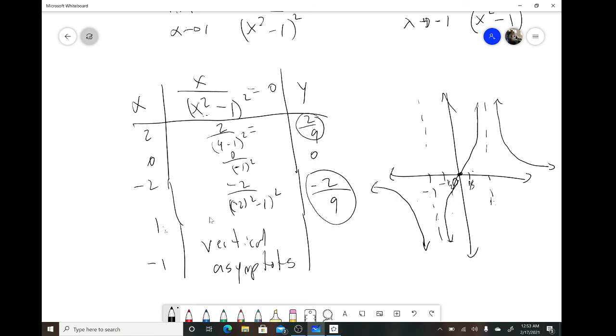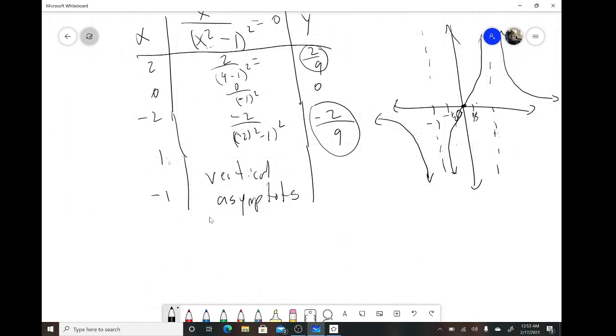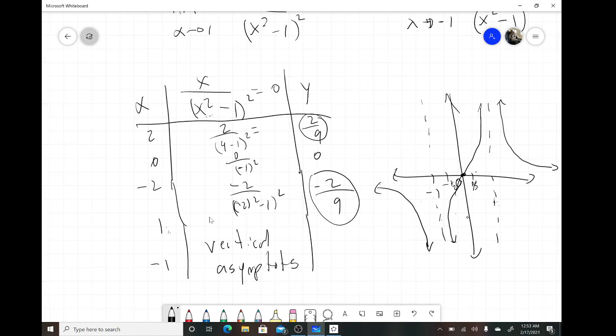And when you're in between vertical asymptotes, you are allowed to cross the horizontal asymptote. So if you don't remember that, well, now you do. So here's how we'll graph something like this.